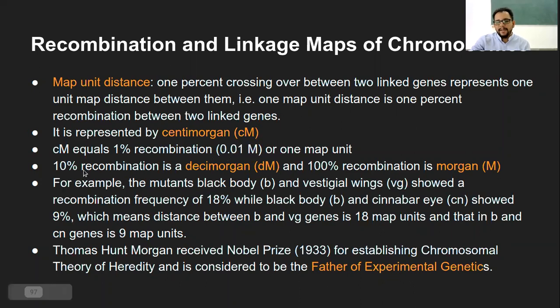Now, the moment we say 10% recombination is happening, that is nothing but a decimorgan. Again, deci refers to 1/10. So 1/10 of a Morgan is 10%, which is 10 by 100. So ultimately it is decimorgan, and 100% recombination is 1 Morgan. So that is 1 Morgan map unit distance.